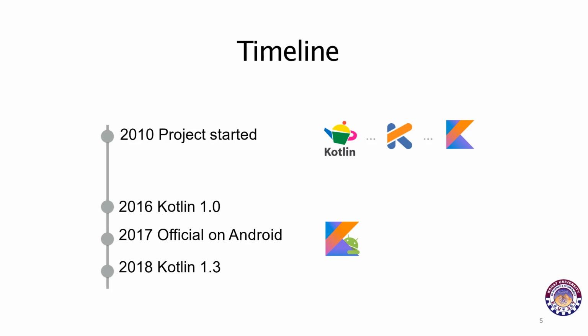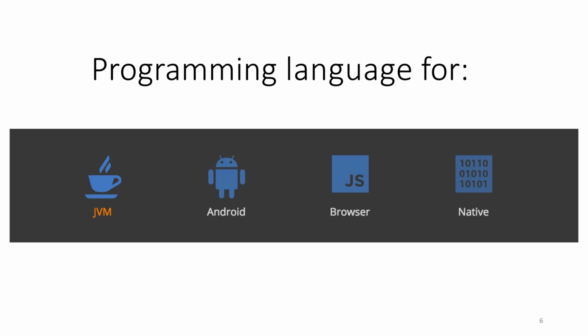So back in 2010, the Kotlin project started. Kotlin 1.0 was released in 2016. Google has purchased it, and in 2017 it became an official language for mobile application development for the Android platform. In 2018, Kotlin 1.3 version was released, and in 2020, Kotlin 1.4 version is released.